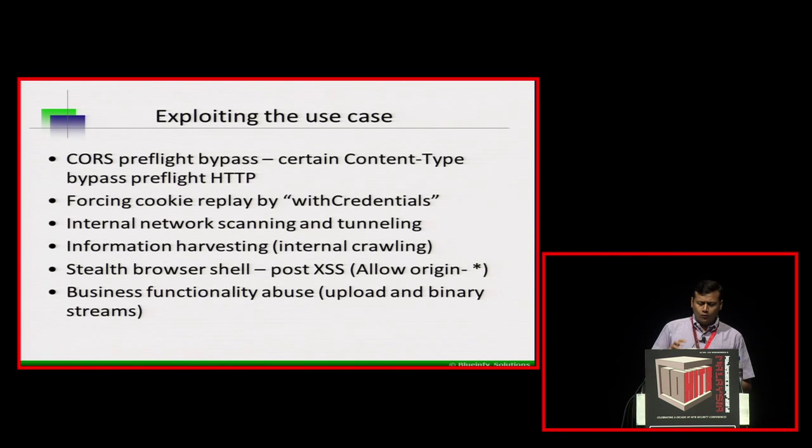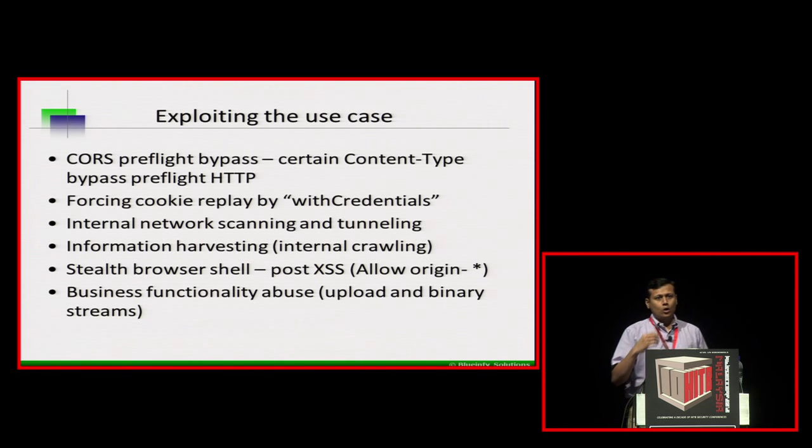Now, in CORS, when you do a pre-flight call, if you use certain content types, for example text/plain or multipart, then your pre-flight check will not come up. It will just allow the call to go in. At the same time, in XHR you have something called withCredentials. If you set withCredentials to true, then your cookie is going to replay. So in these cases, pretty much you can do internal network scanning, information harvesting, and start abusing functionalities like upload and so on.